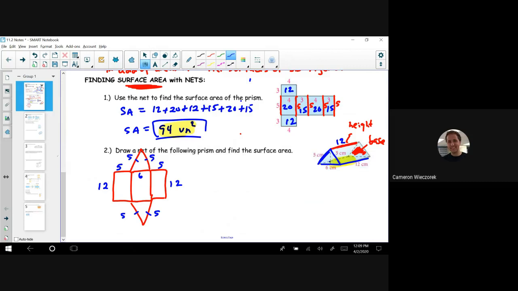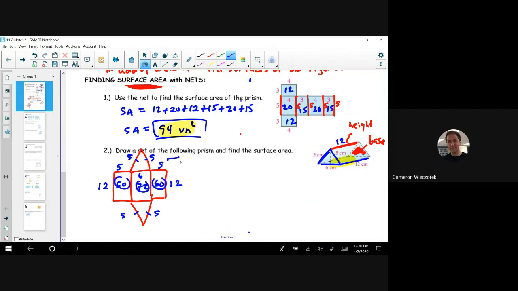And now what I'm going to do is I'm just going to add up all the areas. So I'm going to start with the rectangles. This rectangle is 12 by 5, so that's going to have an area of 60. This one is 6 by 12, so that one's going to have an area of 72. This one's 5 by 12, so that one's also going to be 60. So there's my areas so far. I'm just going to keep track of them.